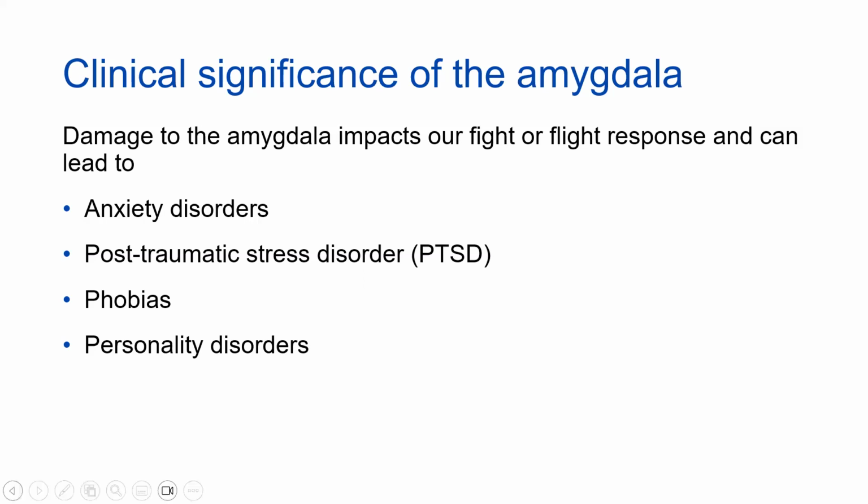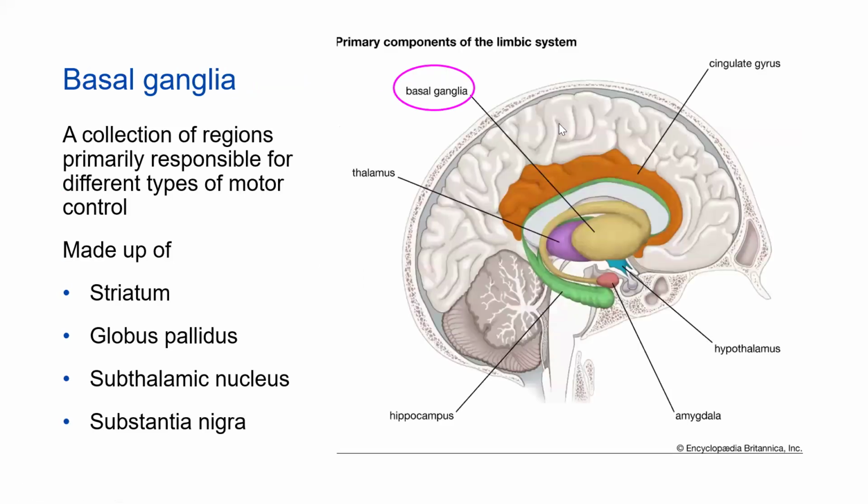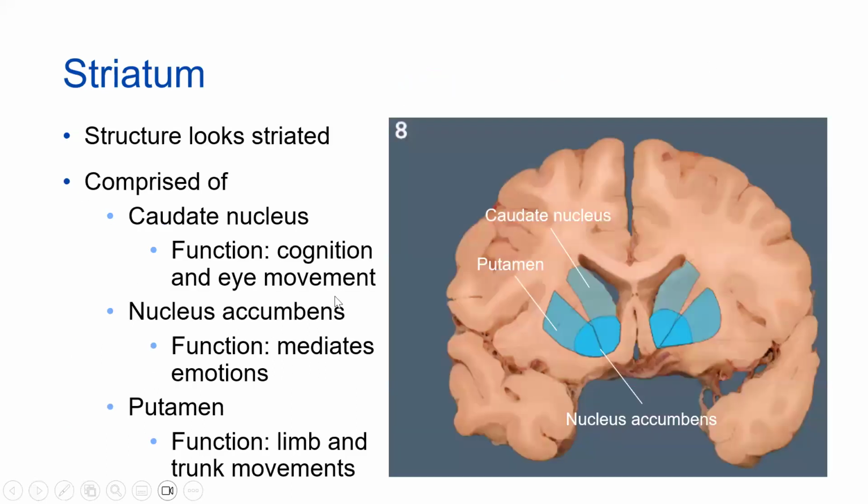So we'll go to the next slide. Now I'll talk about the basal ganglia. This is a collection of regions primarily responsible for different types of motor control. It's made up of the striatum, globus pallidus, subthalamic nucleus, and substantia nigra. And I'll talk about each of the structures on the next slide.